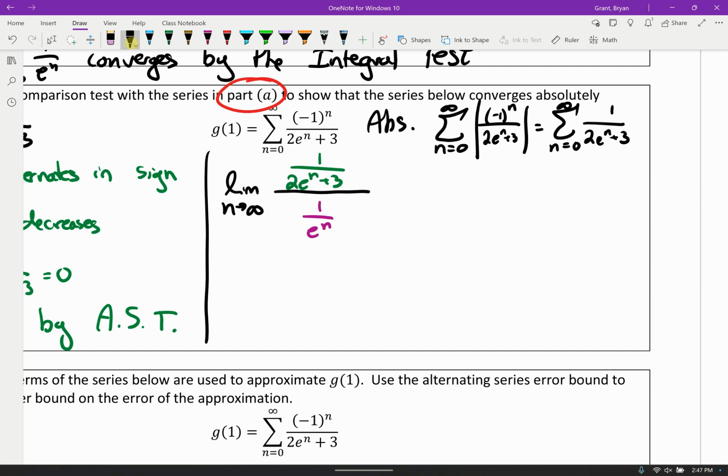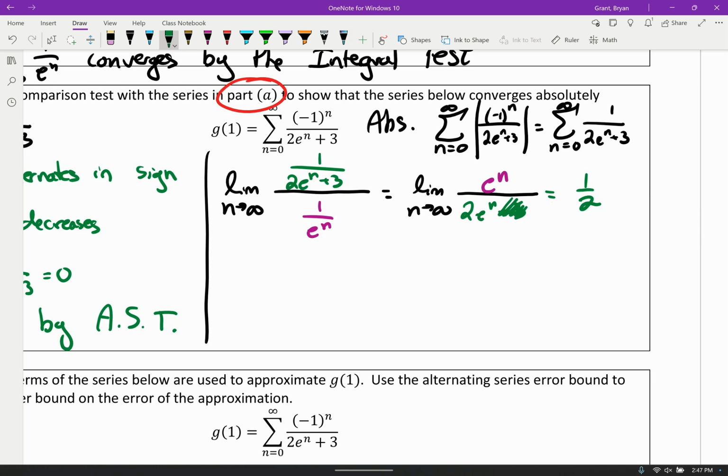Okay, so let's do that. We get the limit as n approaches infinity. We'll do our normal flip thing. We end up with e to the n over 2e to the n plus 3. And we know limits are equal, now that we're dealing with limits, even ignoring a constant. And the e to the n's cancel, and that leaves us with 1/2.